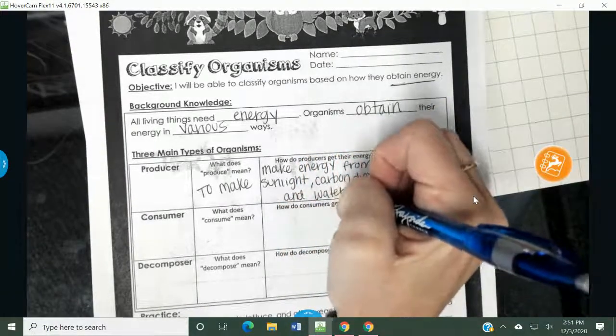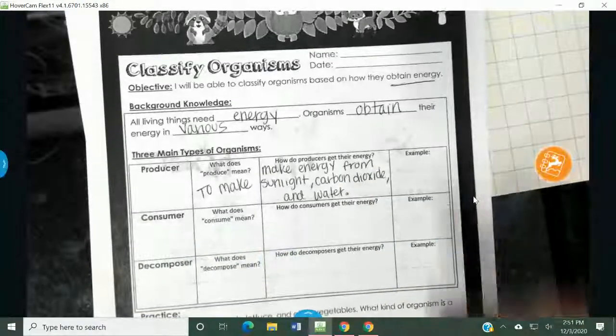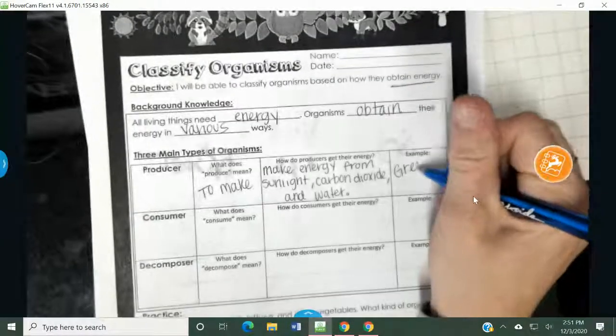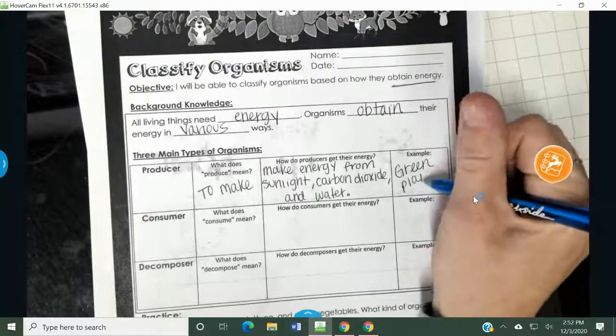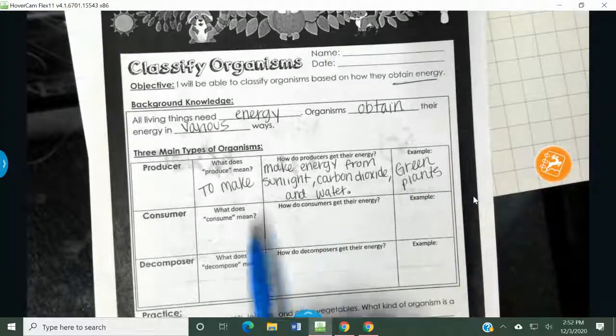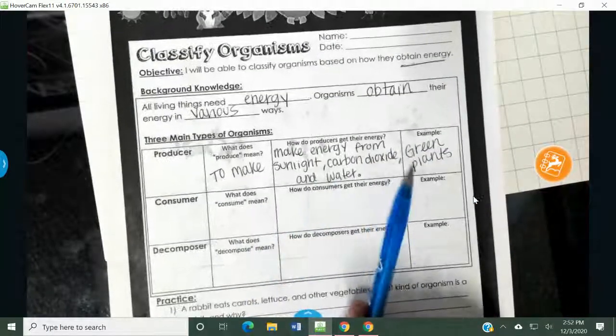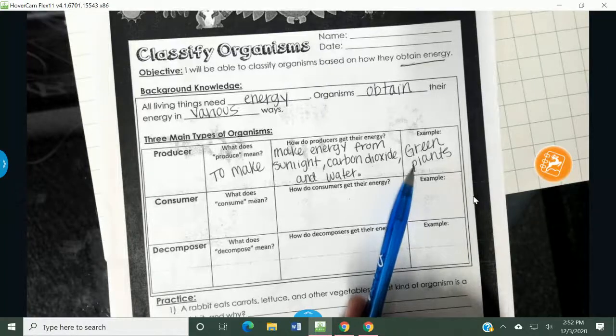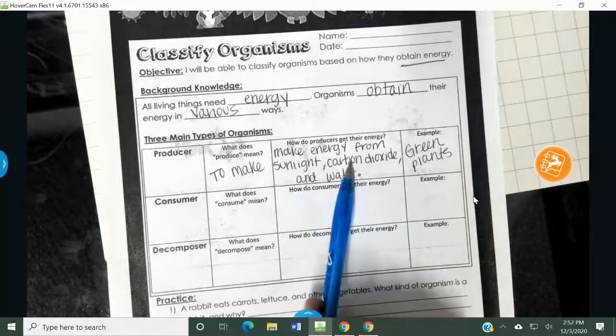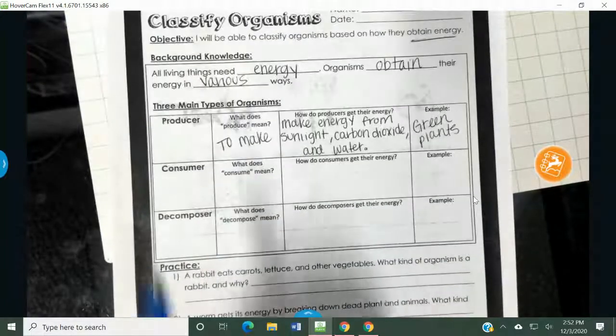So what living things are considered producers? Well, green plants. Plants are producers. They produce energy. The way that they get their energy so they can live is obviously from sun, carbon dioxide, and water.